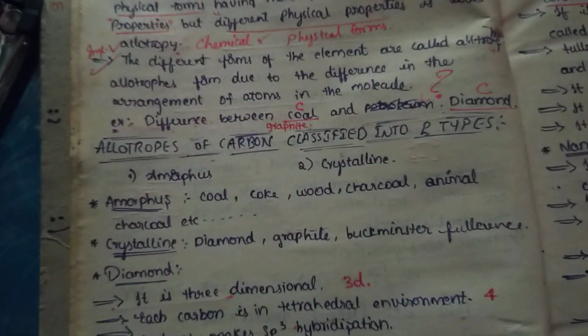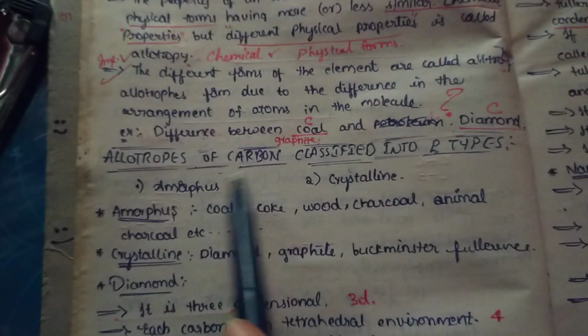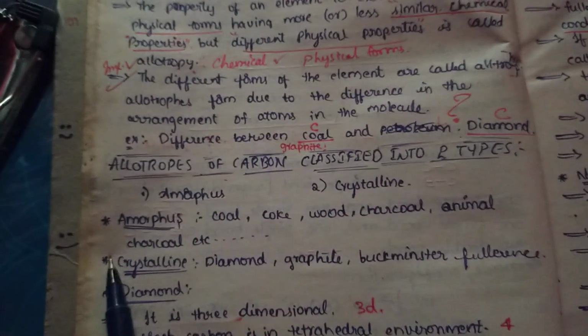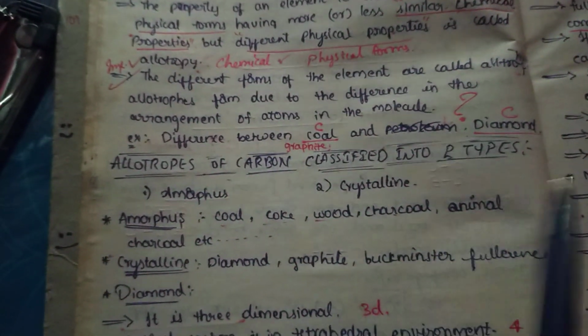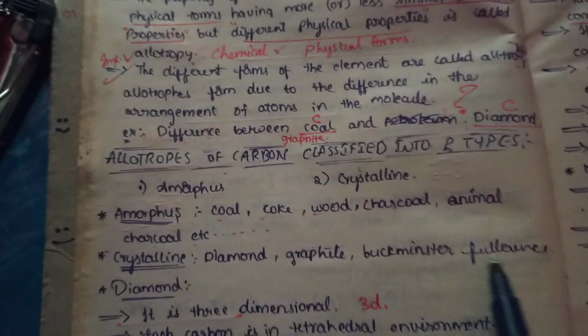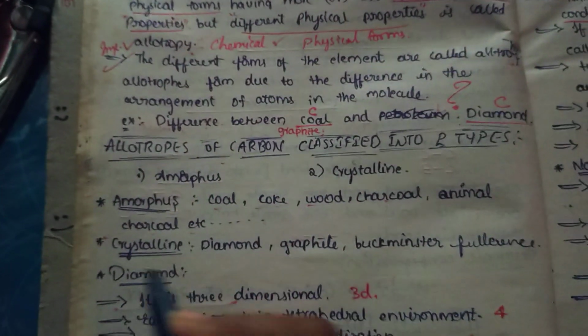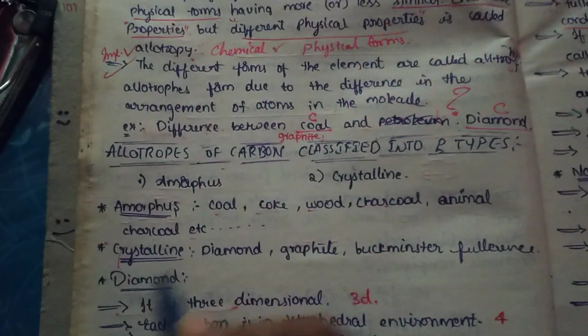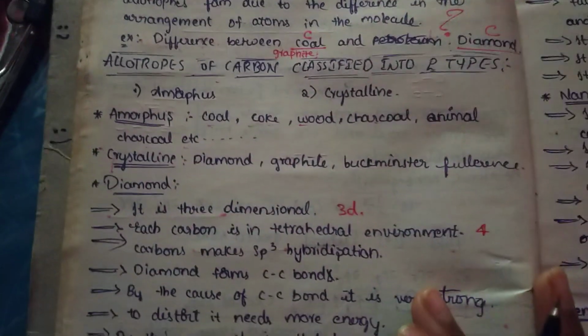Okay. Allotropes of carbon are classified into two types. What are those? Amorphous and crystalline. Amorphous means coal, coke, wood charcoal, animal charcoal, etc. Crystalline: diamond, graphite, Buckminsterfullerene. So these are some examples, guys. So okay, I can tell you about the diamond.